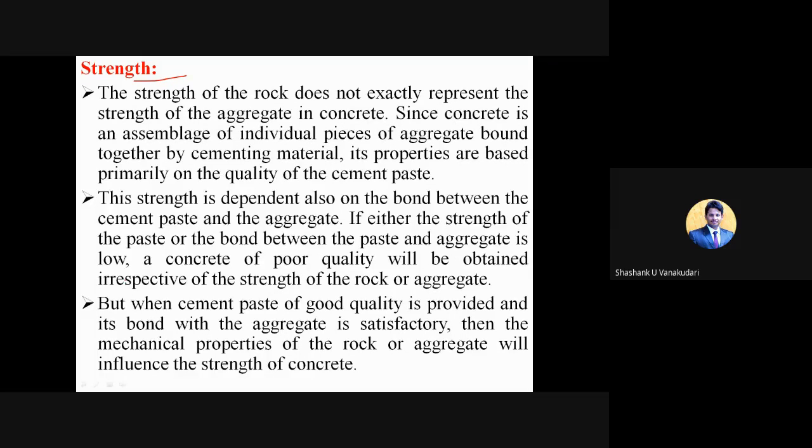That gives a big distinction between good quality cement and bad quality cement. But when a good quality cement paste is provided, and its bond with the aggregate is satisfactory, then the mechanical property of the rock or coarse aggregate influences the strength of the concrete. So the strength depends upon the bonding strength of the cement paste. Cement of good quality has better bonding properties in its structure, and that gives more strength to the concrete.